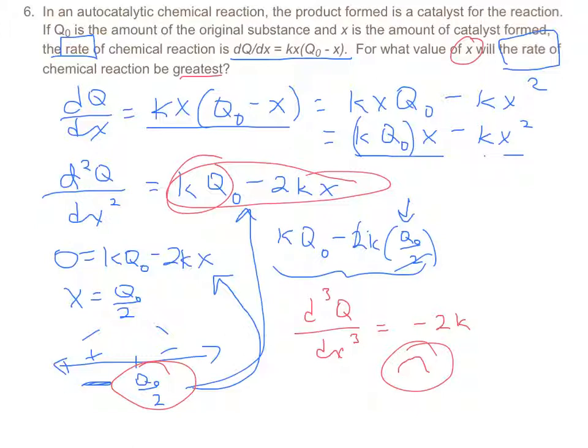So be sure that you write out your sentence saying that the rate of chemical reaction would be maximum whenever x equals Q sub 0 over 2.